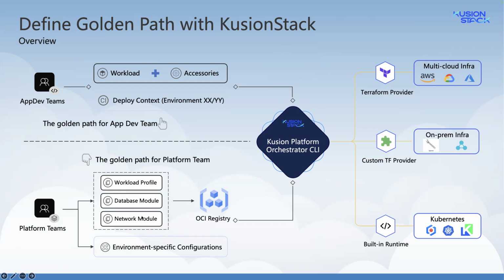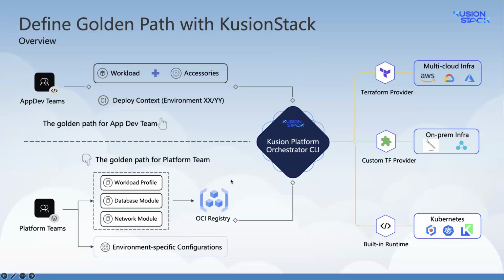So this has two parts, right? One is the standardized capabilities, which is what we call Kusion modules, and we'll talk about that in the next slide. And the other part is the environment-specific configurations, which is, like I said, the database sizes in different environments.